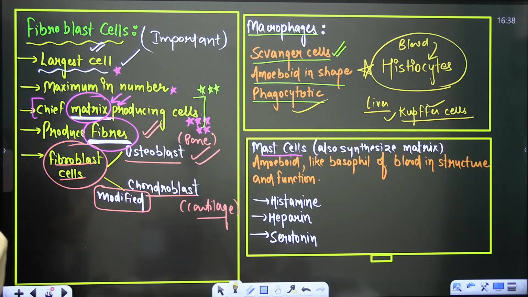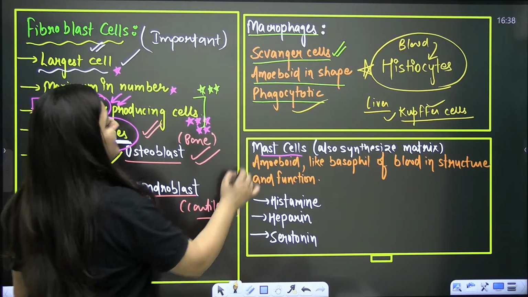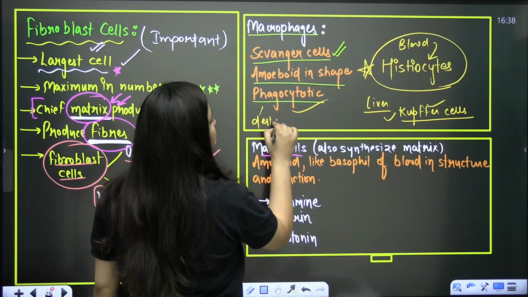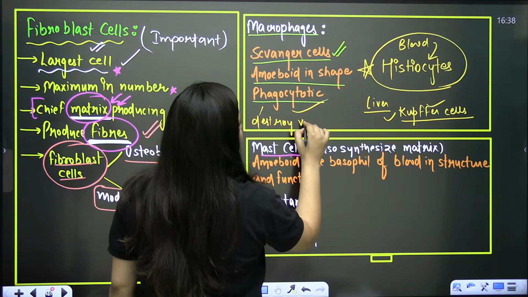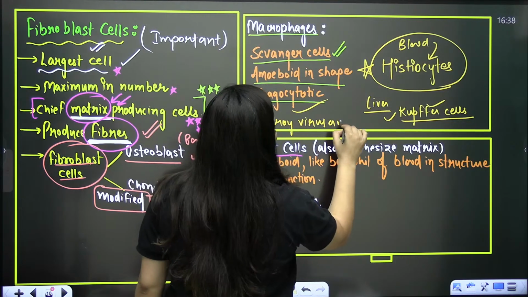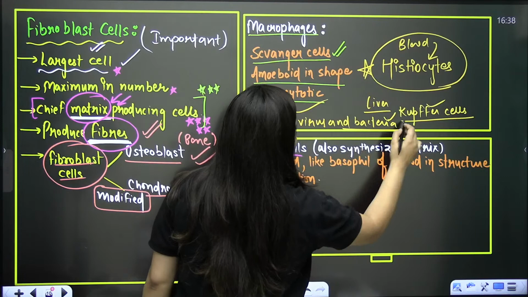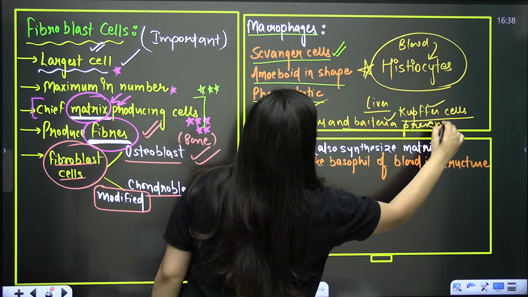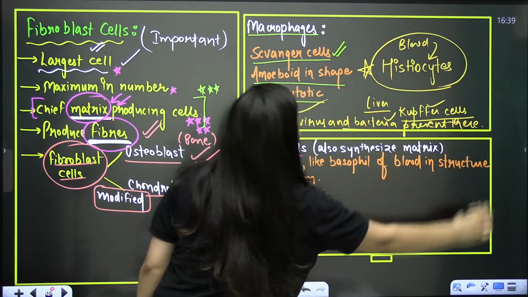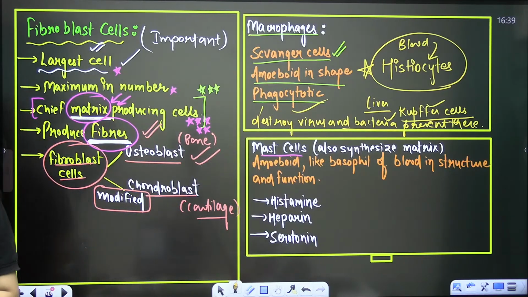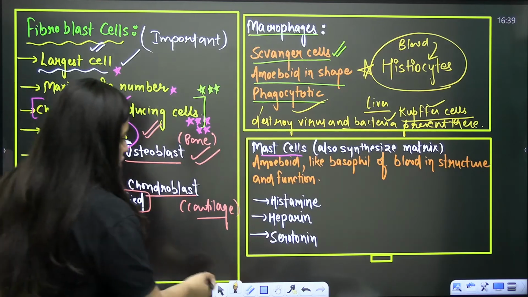Its main function is to protect the connective tissue, and it can even destroy bacteria and viruses present there. Clear? So that is the role of macrophages. Done. So next is what?